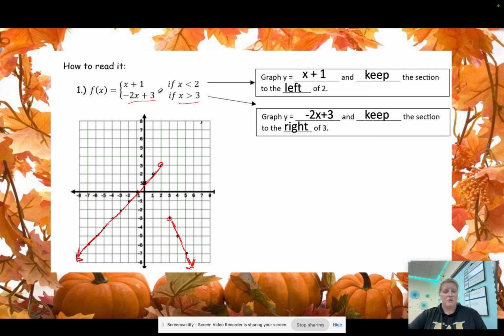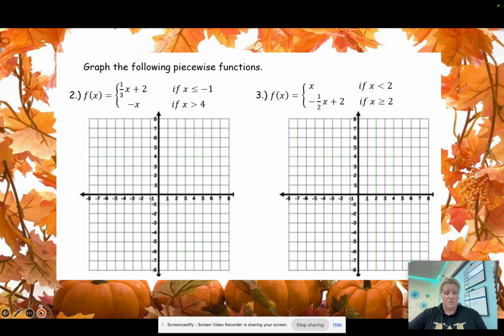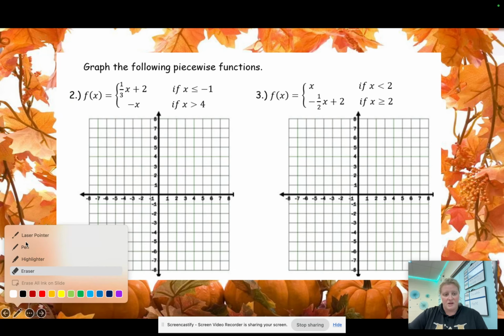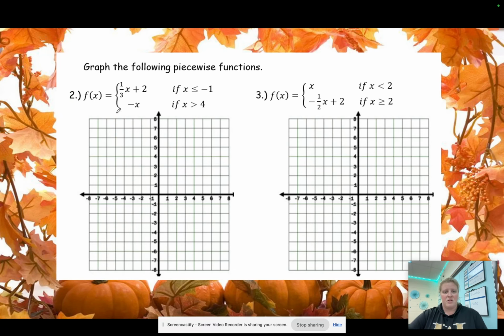And that's what the graph of your piecewise function looks like. So we have a portion of the first line and a portion of the second line. This tells you what portions you're supposed to keep. So we'll go ahead and do 2 more of those just to help you get a little used to that. I know that there's a lot involved in that process.